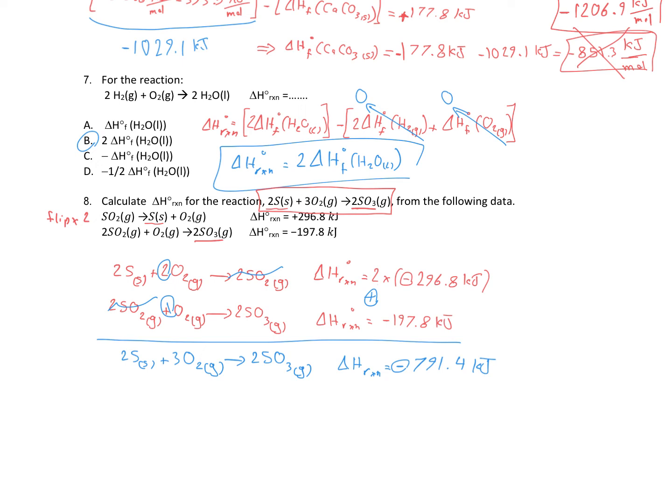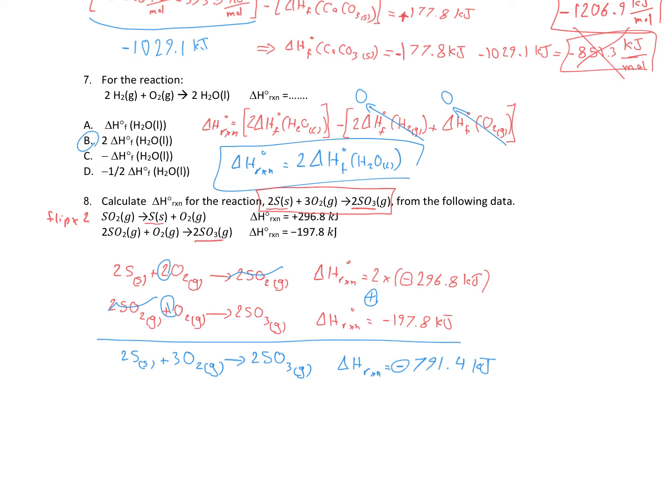So we have 2SO2 and 2SO2 on the reactant and product sides, so we can cancel those out. We have 2 oxygen in the first reaction and 1 oxygen in the second reaction, both on the reactant side, and that makes it 3 oxygen. So when you add these two, it's 2S plus 3O2 gives you 2SO3. And that's the reaction that we want.